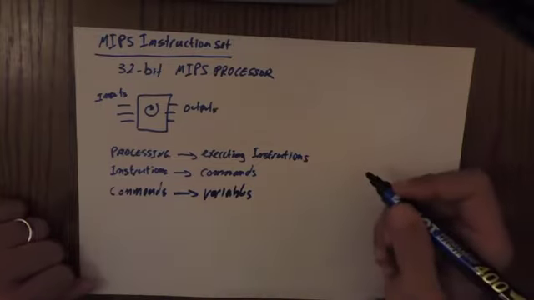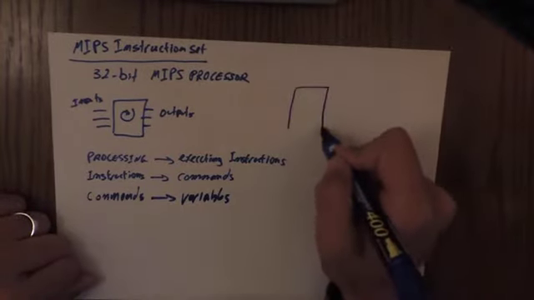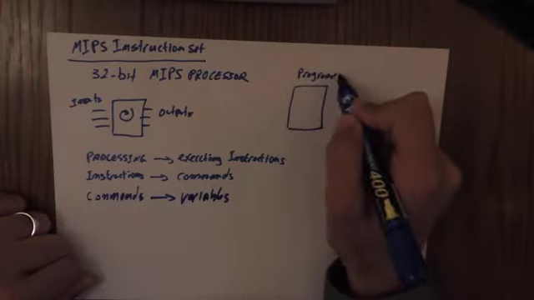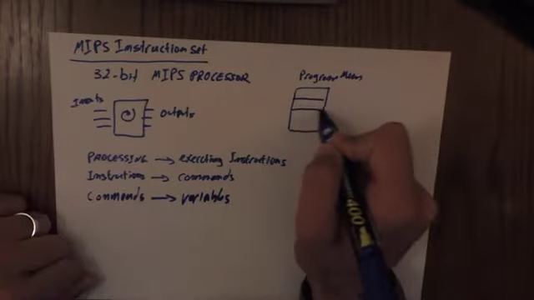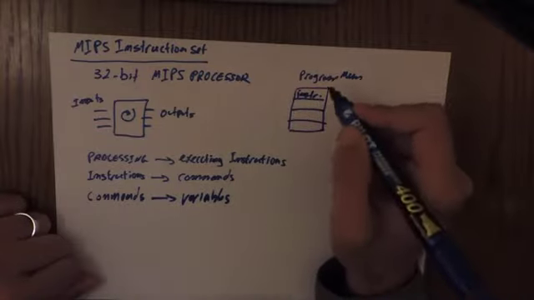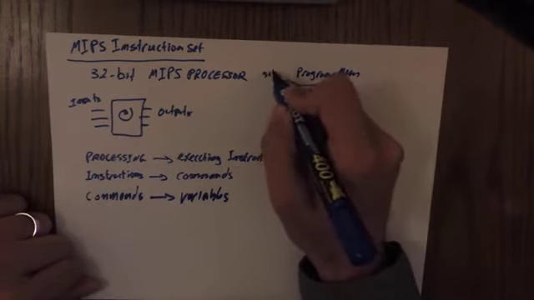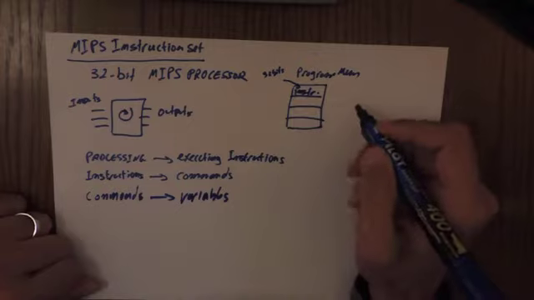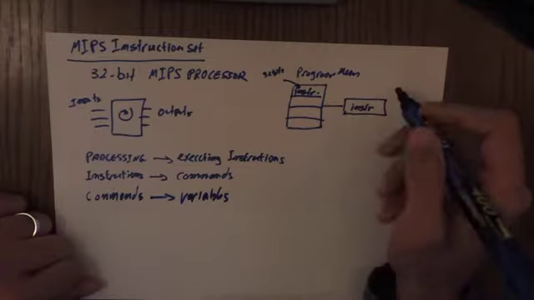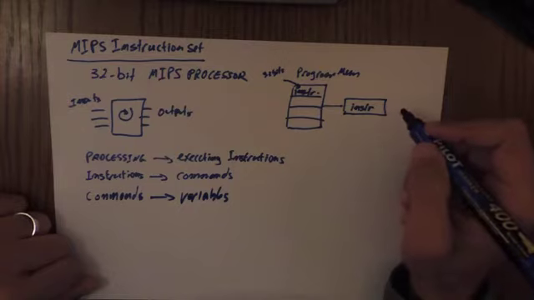So if we just want to list a small overview of what's inside this processor, we can imagine that it has a program memory where all the instructions are placed. Of course, this is a 32-bit processor, and the size of the instructions is 32 bits. Now, from this program memory, an instruction is fetched. This instruction will be our command, like adding or subtracting or any other operation that we desire.